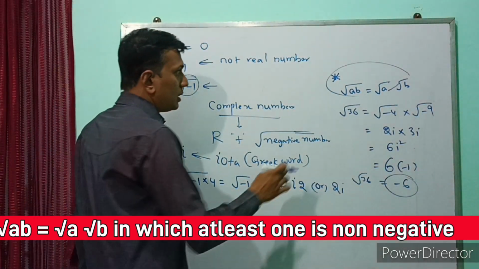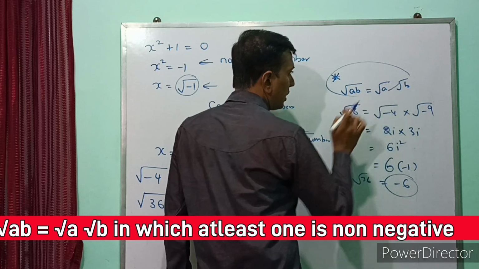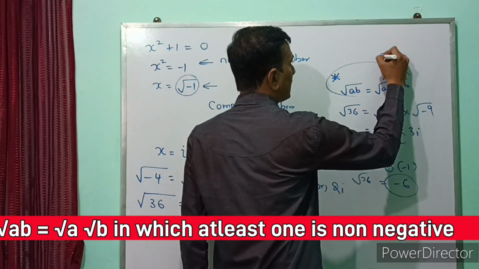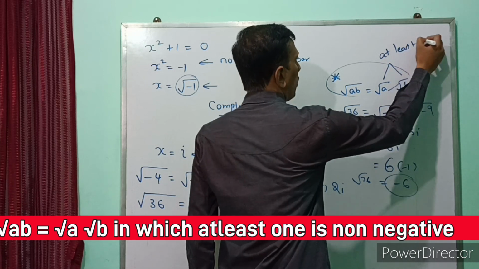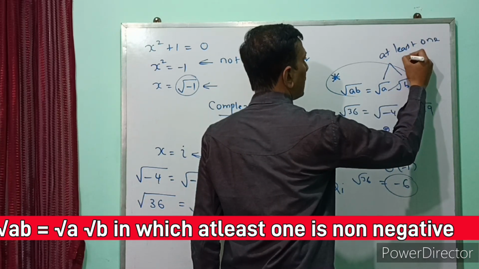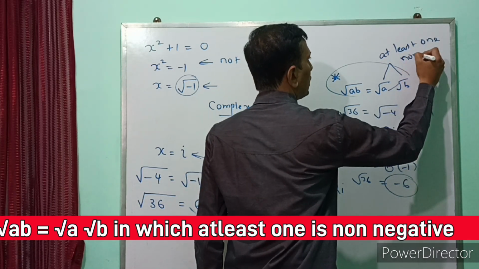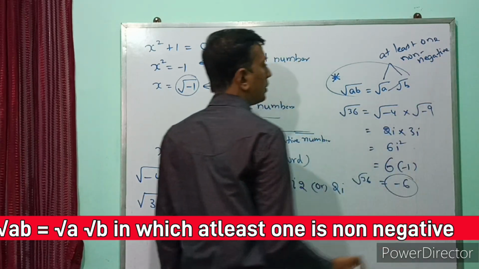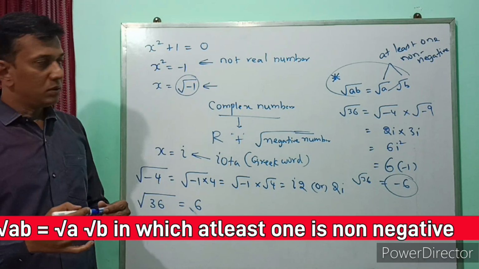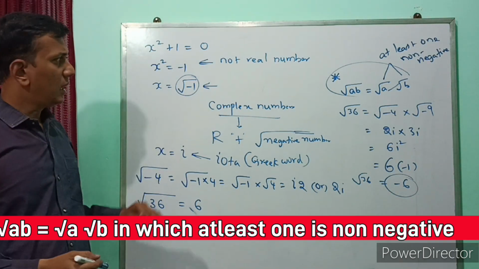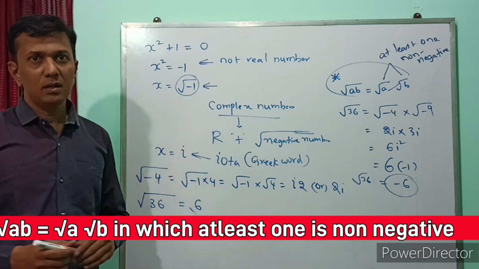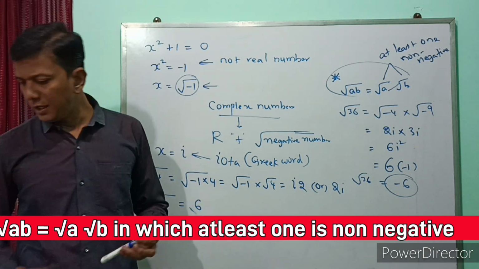Are you getting me? So for square root of A and square root of B, at least one should be non-negative. So it is a very important condition. Now let us elaborate the iota, the imaginary number, in detail.